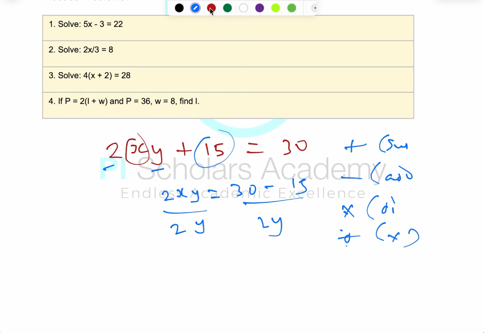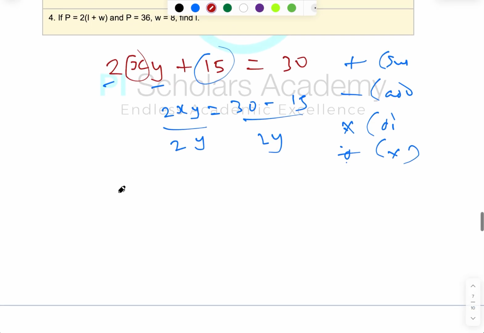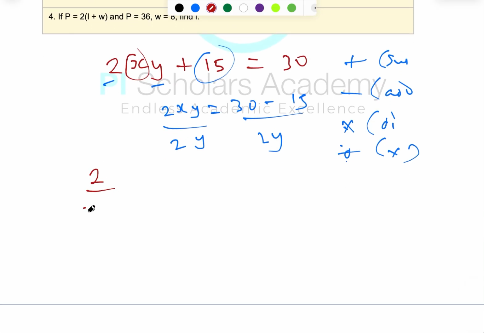Let me do one more example, this time something much more challenging. If you have, let's say, 2 over x plus 1 equals 4 over x minus 2. And in this case, you want to solve for x. In this place, this is where you cross multiply. So you cross multiply and you have 2 multiplied by x minus 2, as you can see, equals 4 multiplied by x plus 1.